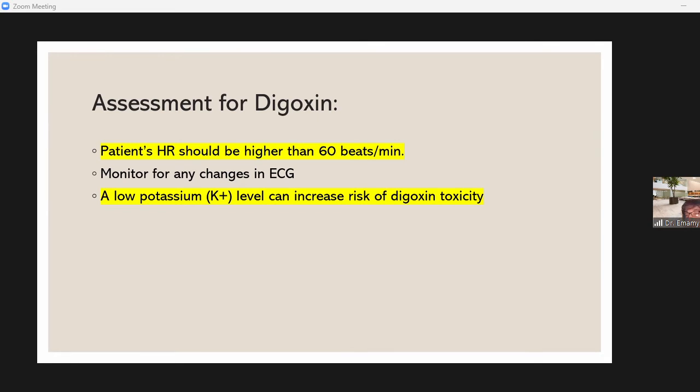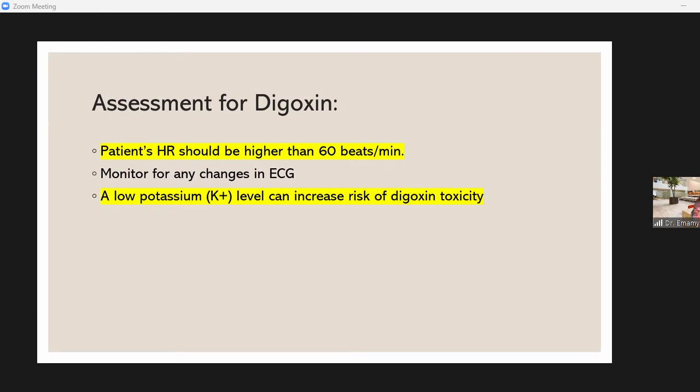How do you evaluate your patient before you give digoxin? Check patient's pulse rate. If patient has bradycardia, don't give digoxin. Monitor your patient's ECG and check patient's blood potassium level, because if patient's blood potassium level is less than, for example, 3 milliequivalent per deciliter, patient already has hypokalemia, digoxin toxicity would be more in this patient, risk for digoxin toxicity.